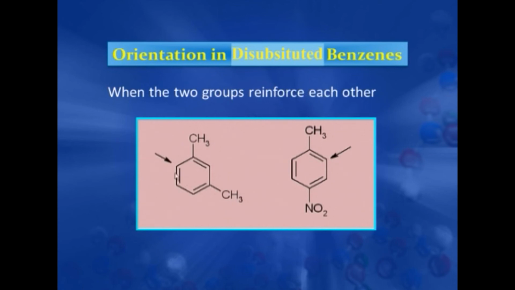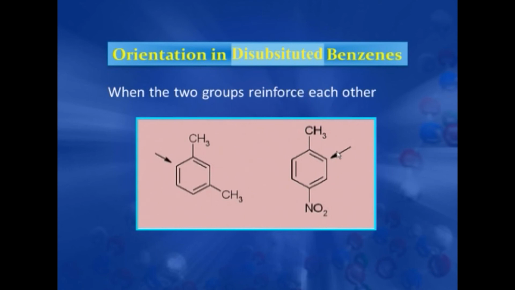Here one group is electron donating, one group is electron withdrawing. So, this position is ortho to this electron donating group, because this is an ortho and para director, and this is meta to this nitro group, which is a meta orienting group. So, again this position is favorable because of the presence of these 2 groups. It is ortho to this methyl and meta to this nitro.